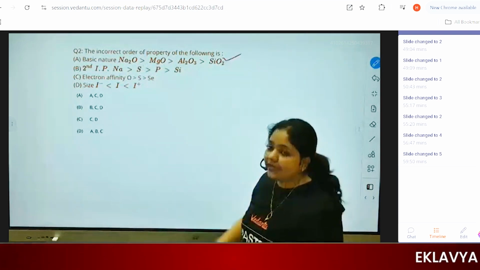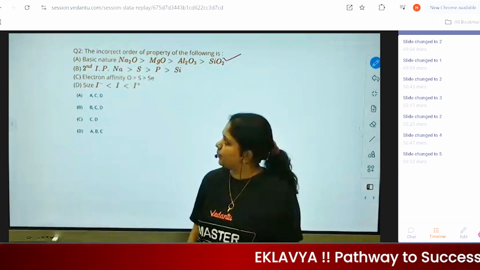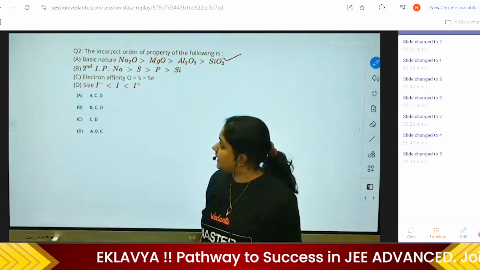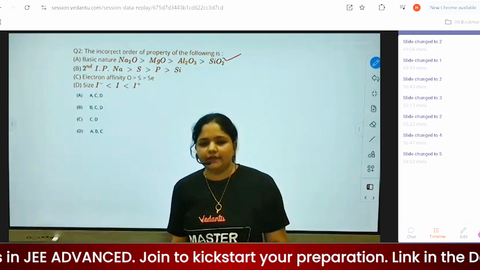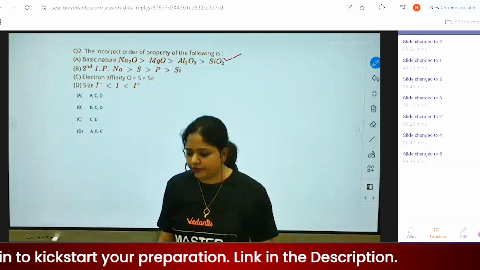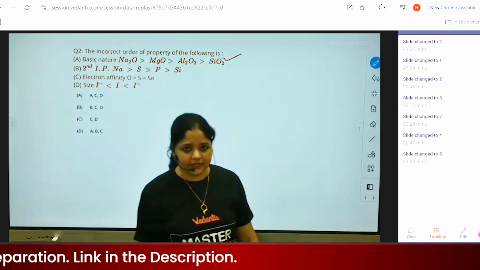So this is actually correct. We have to choose the incorrect one. Let's see the second one. Second, IP. IP means ionization potential. What is ionization potential? The amount of energy required to remove the outermost electron from an isolated gaseous atom.